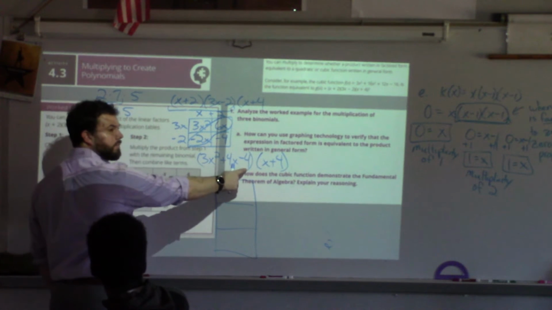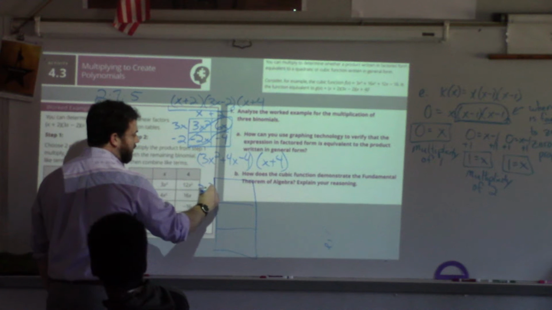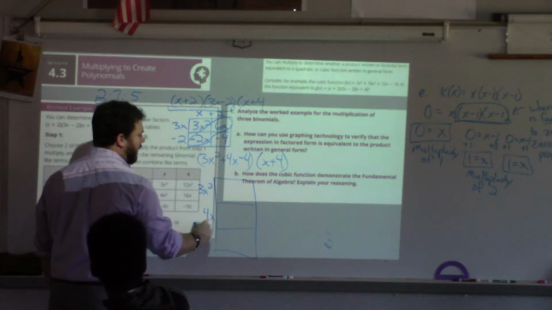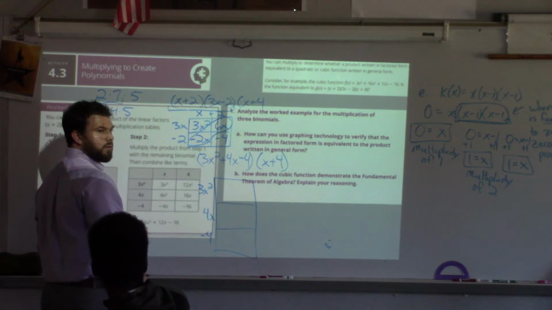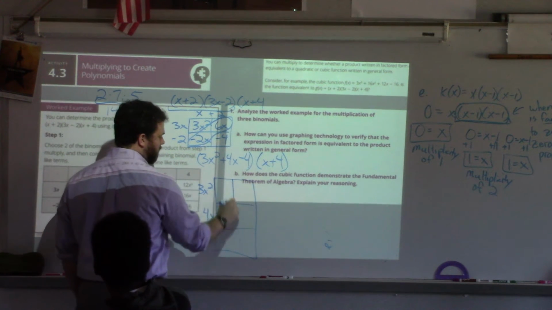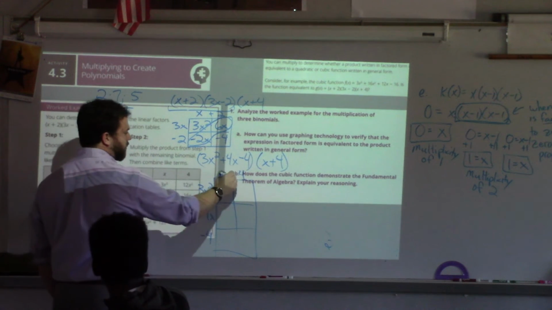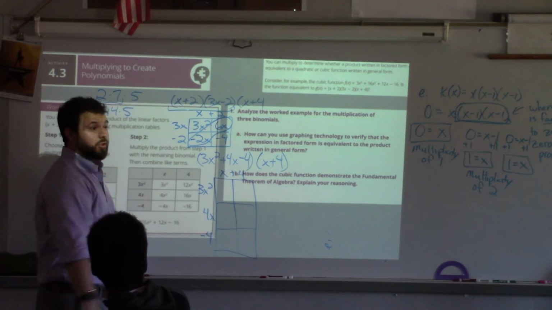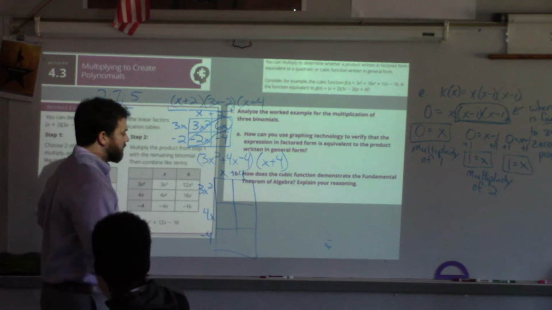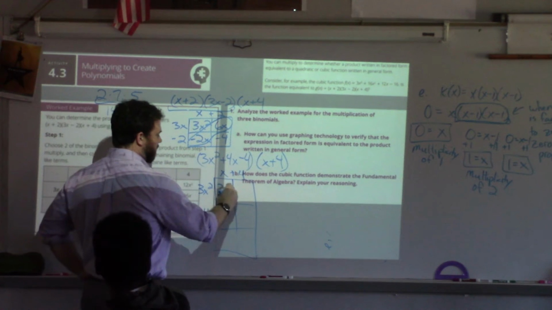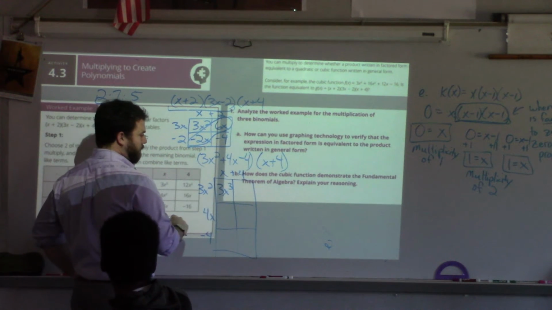We have 3 terms, so I need 3: 3x squared, a positive 4x, and a minus 4. How many columns do I need? It's only 2 terms, so x and a positive 4, so plus 4. And again, distribute. What's 3x squared times x? 3x to the third. 3x squared times 4?